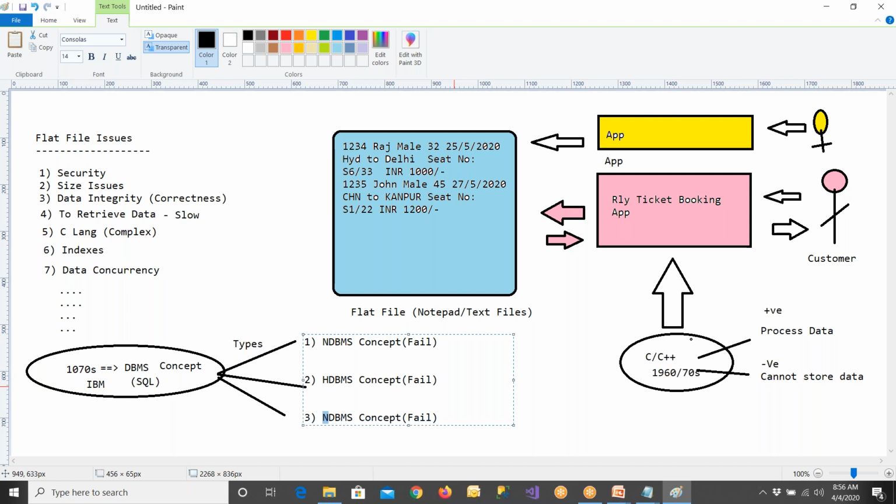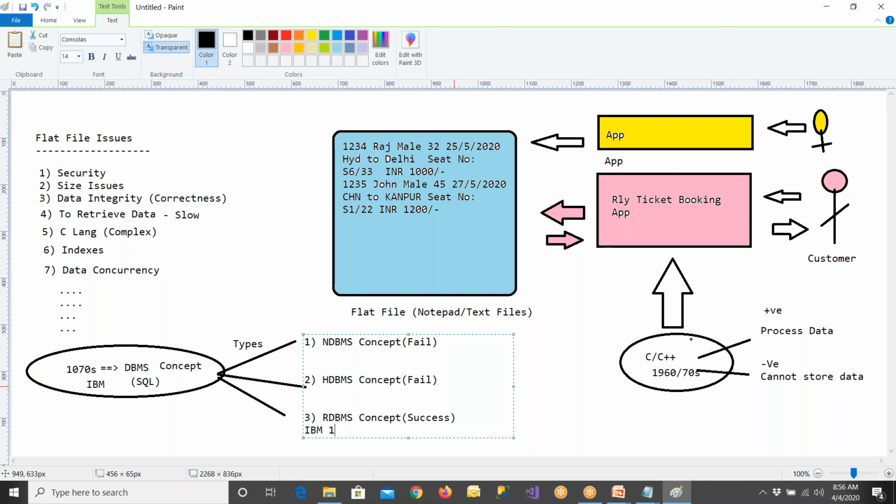In the 1970s, around '76 this time, came what is called the RDBMS concept, which was a big success. Even today, people are using RDBMS, the relational database management concept, invented again by IBM folks only.